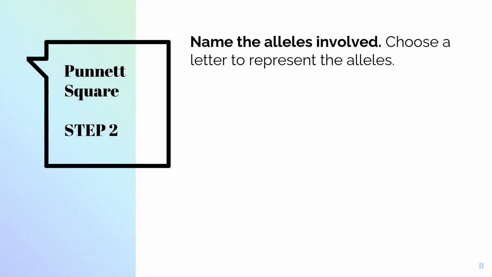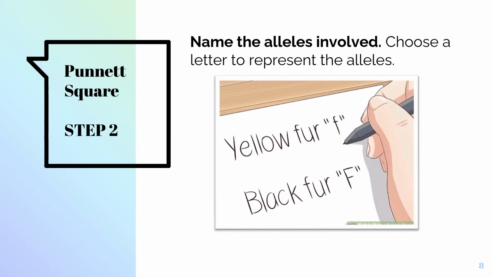For step 2, name the alleles involved. Choose a letter to represent the alleles. So as you can see, you have to write the dominant allele with any capital letter and the recessive allele with the same letter in lowercase or in small letter.